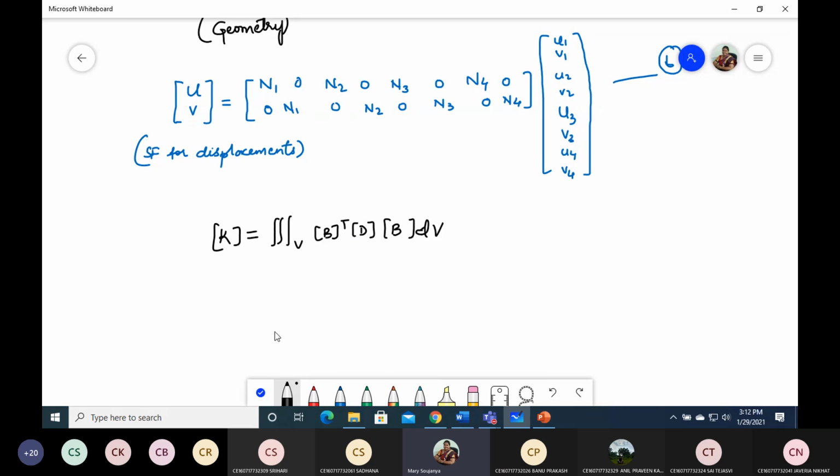Is this the K matrix we know? Stiffness, elemental stiffness.